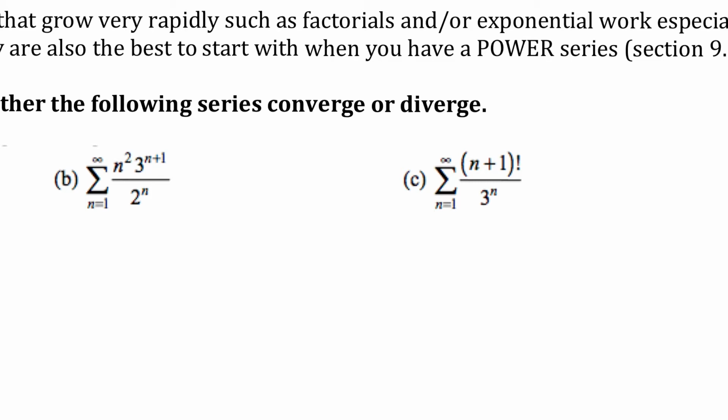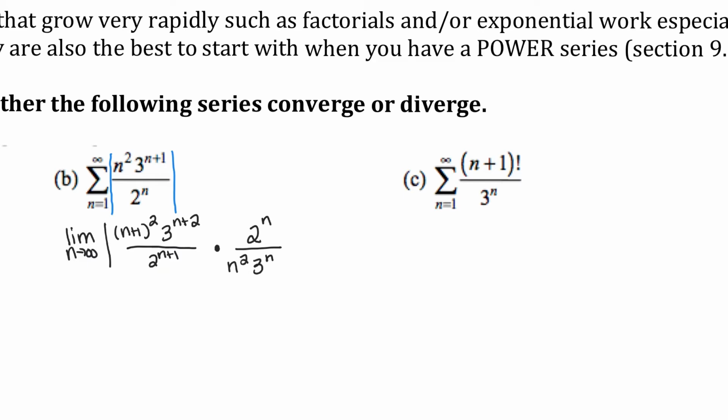So here, I guess I could have started with this. If I take absolute value signs here, the series doesn't change at all. So I know if I prove convergence, I'm proving absolutely convergent. Let's take the limit as n approaches infinity of a sub n plus 1. So this is n plus 1 squared. This becomes 3 to the n plus 2 all over 2 to the n plus 1. And then when I divide by a sub n, that's really multiplying by the reciprocal. So 2 to the n over n squared, 3 to the n plus 1.